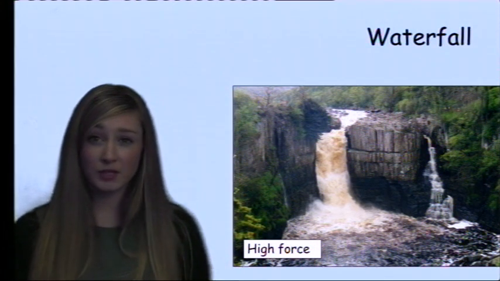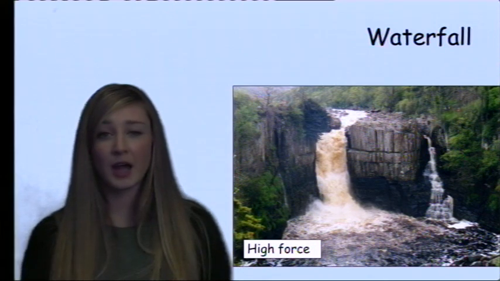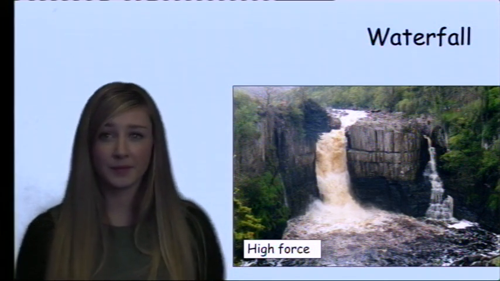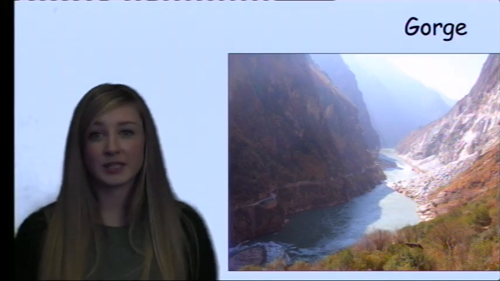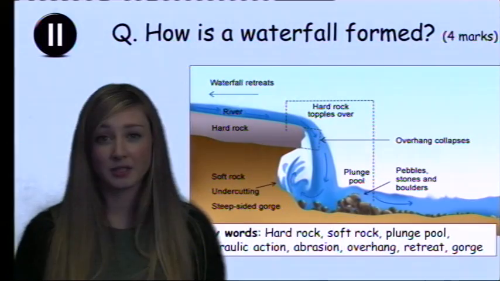We get waterfalls, so this is an example of High Force waterfall along the River Tees, which is your case study for how a river changes from source to mouth. And we get gorges. These happen once a waterfall has retreated and eroded a part of the land.